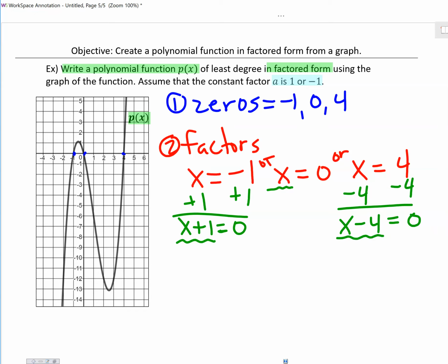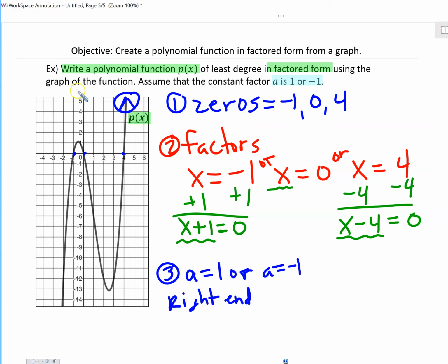The other thing that I want to do is figure out my a value. Is a equal to positive 1 or is a equal to negative 1? And I do that with my end behavior. Specifically, look at the right end. That's as x goes to positive infinity. So here, y, the function, is going to positive infinity. So on the right end, our p of x, our y, is going to positive infinity. That means our a is going to be positive 1.